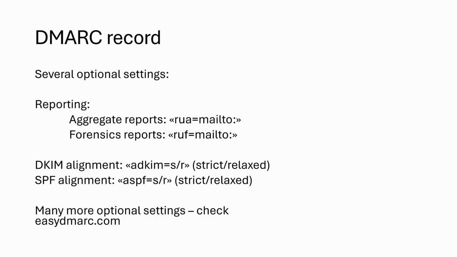There are, however, several optional settings for the DMARC record. One of them is reporting, which you absolutely should use to be able to monitor and troubleshoot email delivery that fails. You have aggregate reports with the RUA field and forensics reports with the RUF field. You also have settings if the DKIM alignment and SPF alignment should be strict or relaxed. Strict means it needs a full match on the domain name, and relaxed means it only needs a partial match, typically when you have domain and subdomain sending emails.